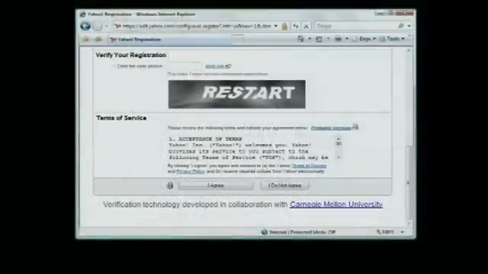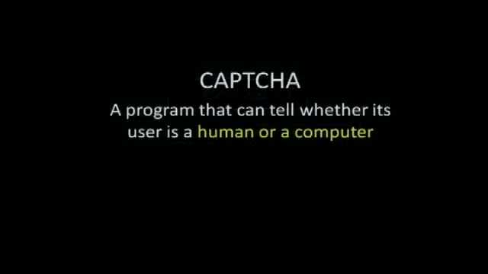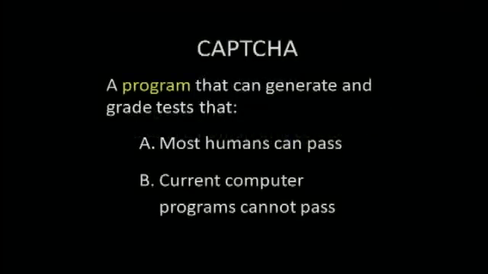restarted their computer. Now, more generally, a CAPTCHA is just a program that can tell whether its user is a human or a computer. Let me say that another way. A CAPTCHA is a program that can generate and grade tests that most humans can pass, but current computer programs cannot. Notice the paradox here. A CAPTCHA is a program that can generate and grade tests that it itself cannot pass. In that way, CAPTCHAs are a lot like some professors.